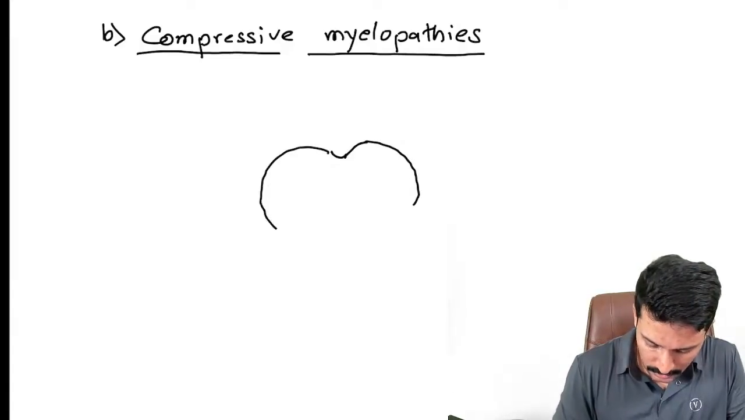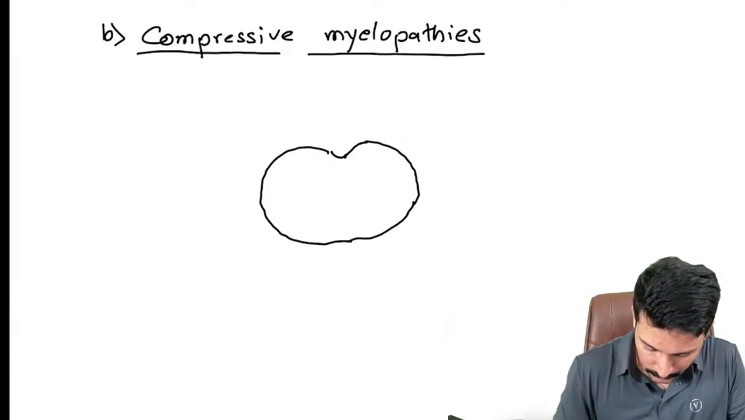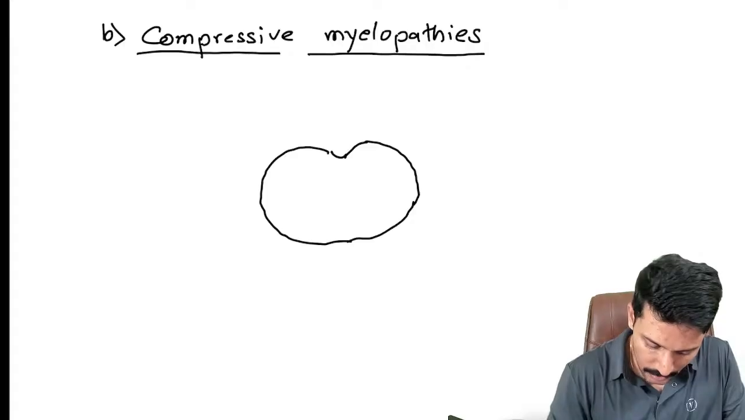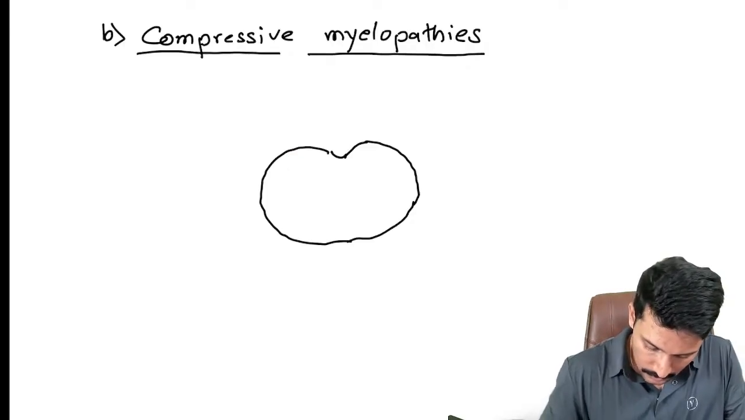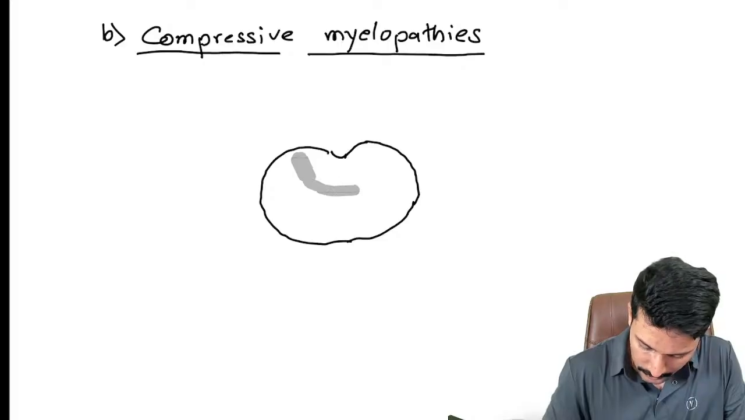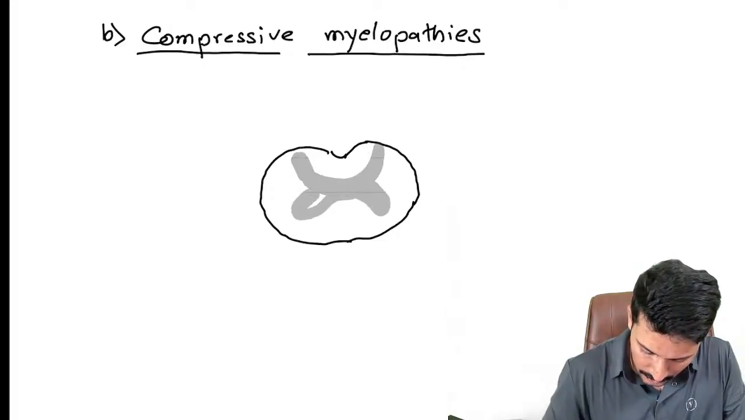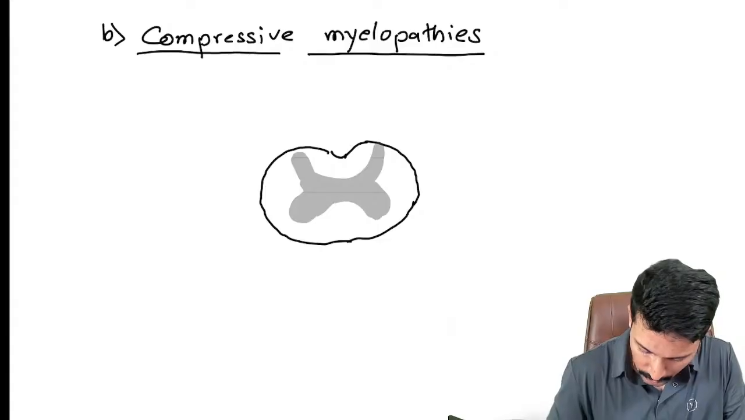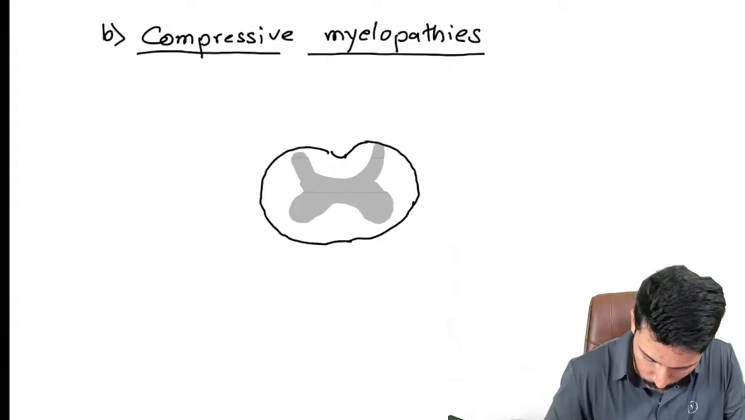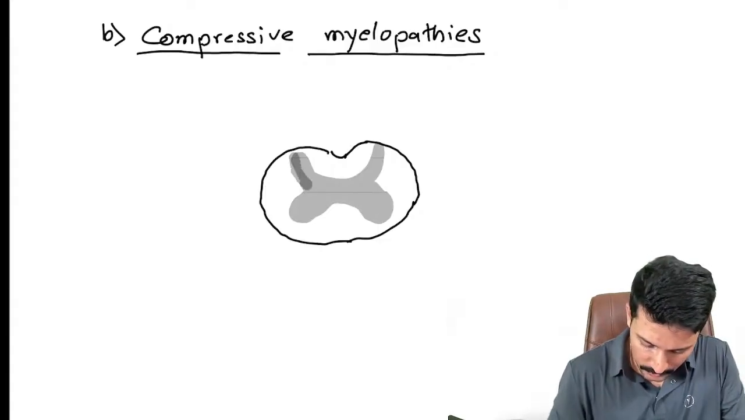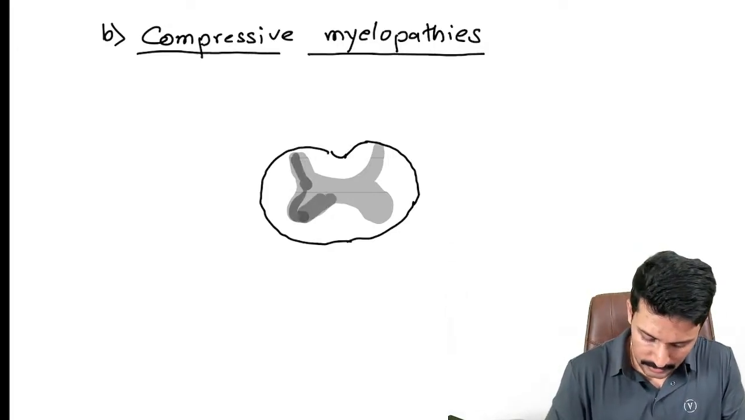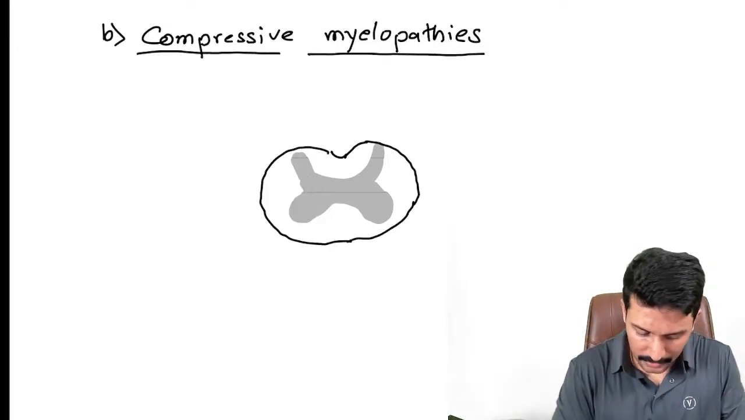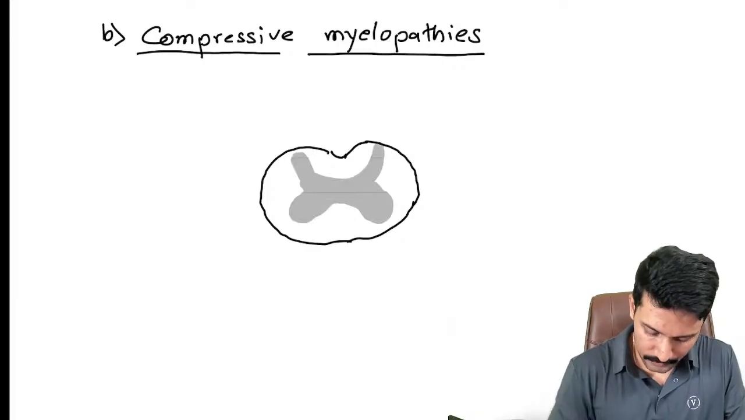So when you look at the cross-sectional anatomy of the spinal cord, the first thing you should remember is that we have the gray matter, which is positioned like a butterfly, and that butterfly arrangement gives rise to what we call an anterior horn and a posterior horn. Anterior horn is where the motor neurons are, and posterior horn is where the sensory neurons are. Okay.